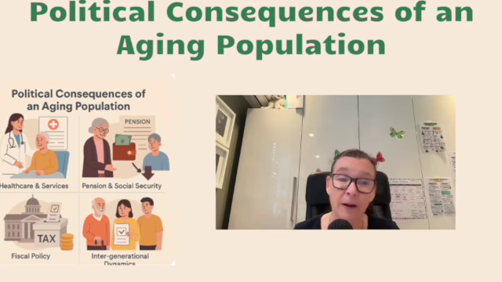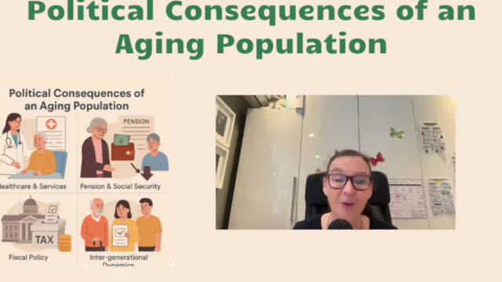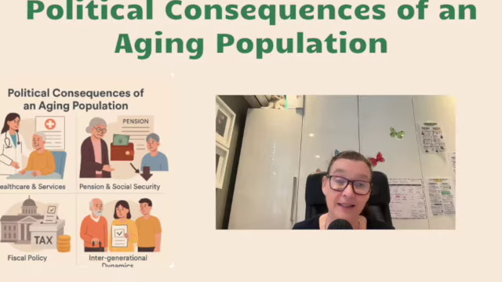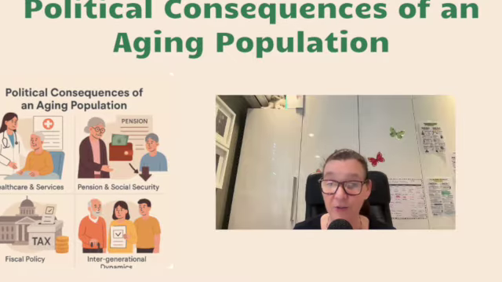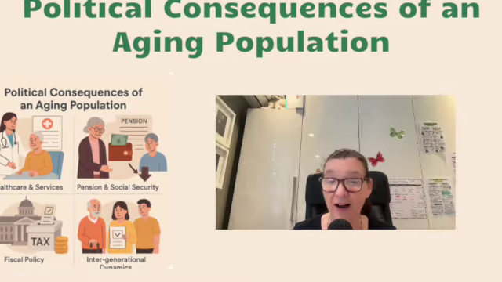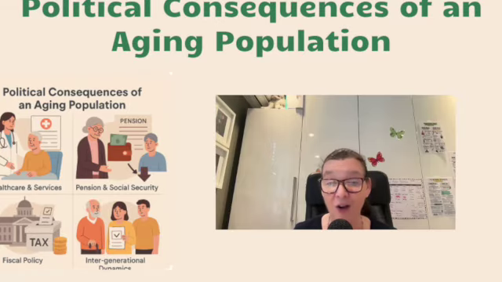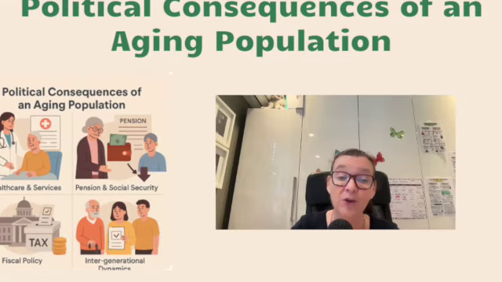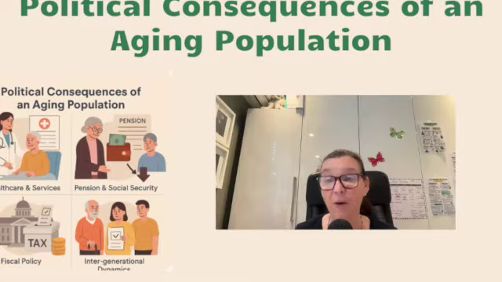And finally, aging population changes intergenerational dynamics. Older voters tend to participate in elections at a higher rate, giving them significant political influence. And as a result, issues such as healthcare access, pension protection, and senior rights often rise to the top of the political agendas. So overall, aging populations shift political focus towards elderly needs, and it affects budgets, policy debates, and voting patterns in very profound ways.